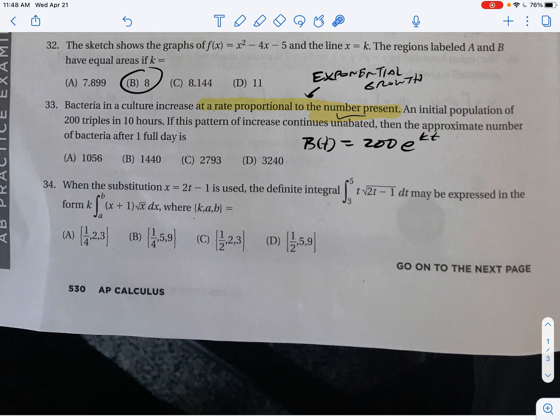Again, I don't know how realistic this is as a problem that's actually AP, but they do want you to know this general thing that proportional growth is exponential. It has an exponential type function. You don't want to stop and solve that differential equation. So B of 10 is 3 times as much. It says it triples.